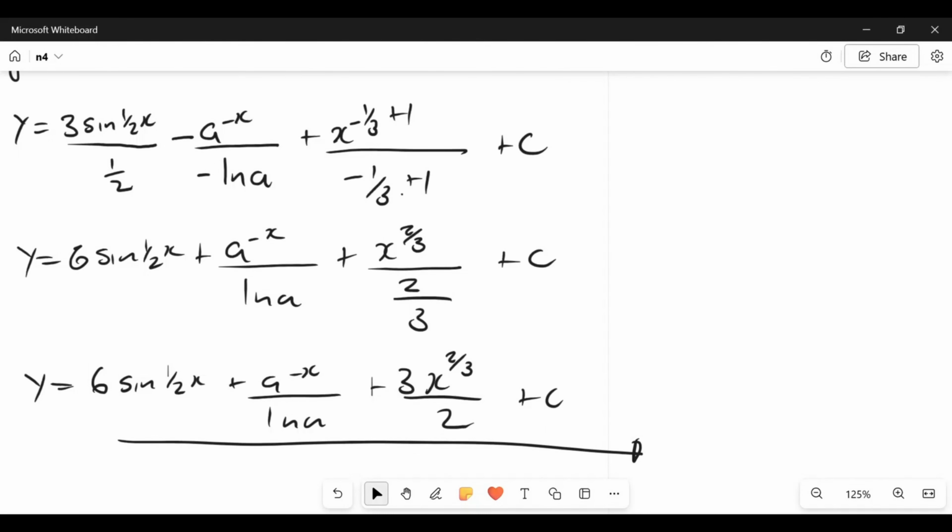I hope you managed to understand how to integrate this polynomial. Like I said earlier, if you don't know how to do polynomials, I left the playlist in the description. Go and click on the polynomial integrals and you will see different types of polynomials that we integrated.